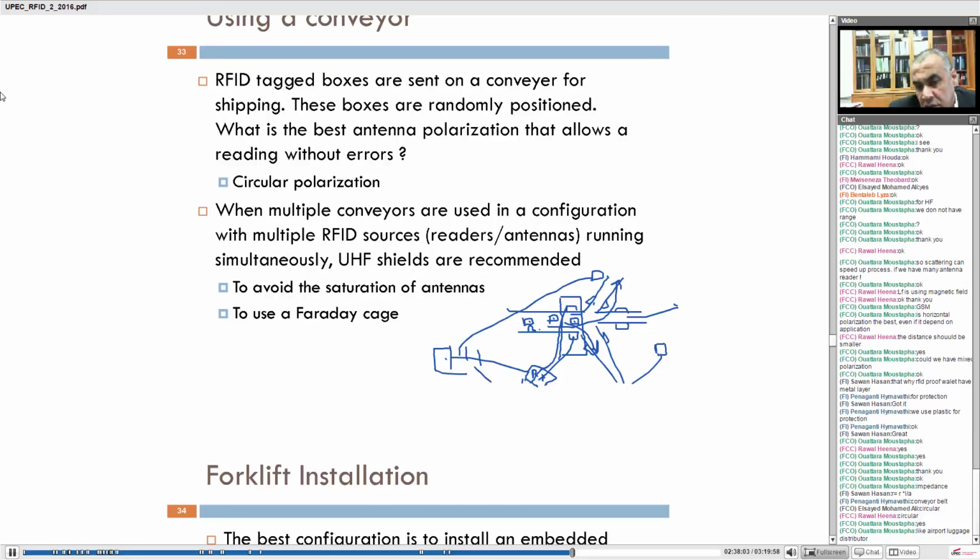What we will do, it is recommended to use shields, UHF shields, bouclier. This means that you have a Faraday cage. It's like a tunnel for isolation. So this is isolated, and this is a Faraday cage here, and a Faraday cage here. It's open now, the conveyor is working here. It's like a tunnel box, but with a hole in the middle. Okay, so this will protect.